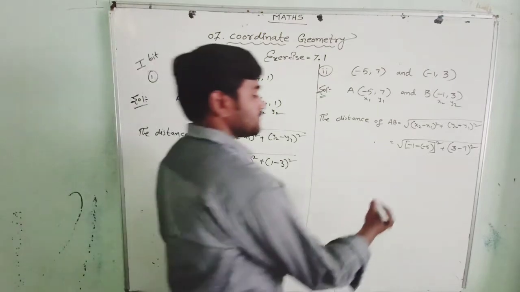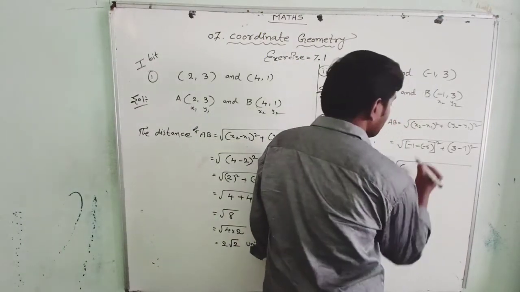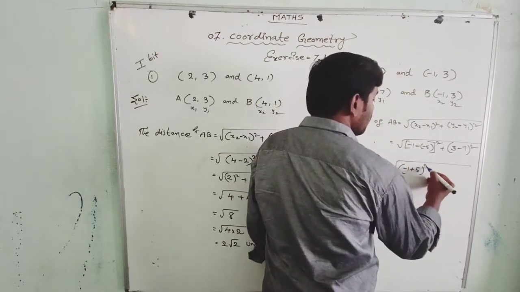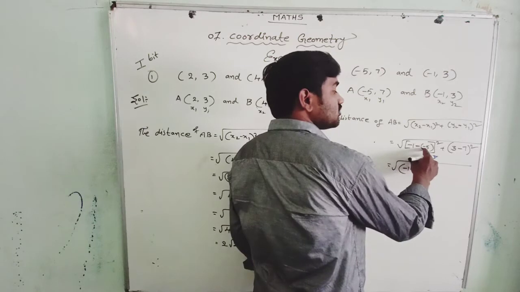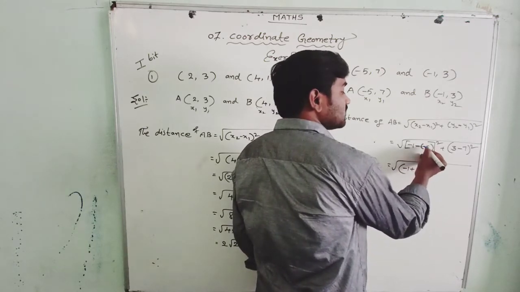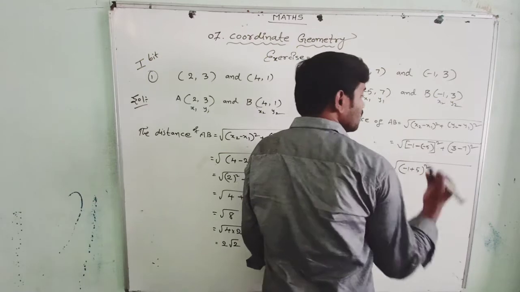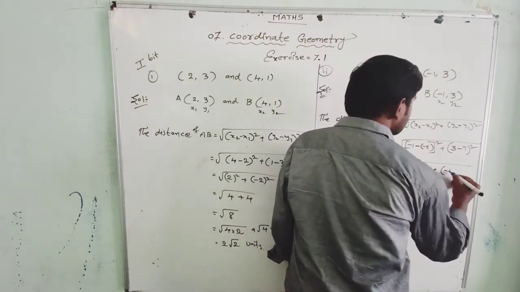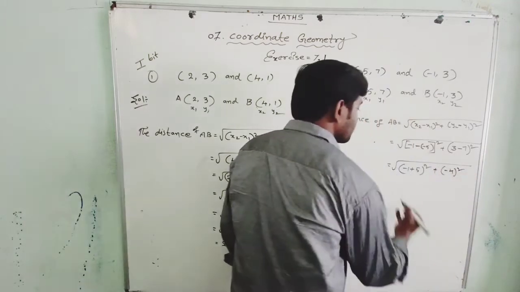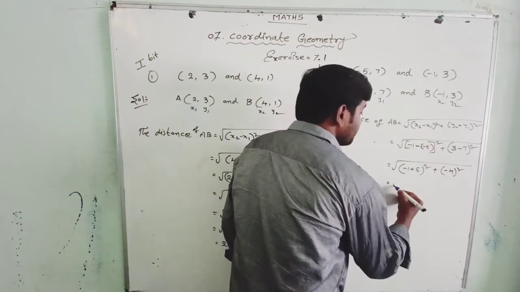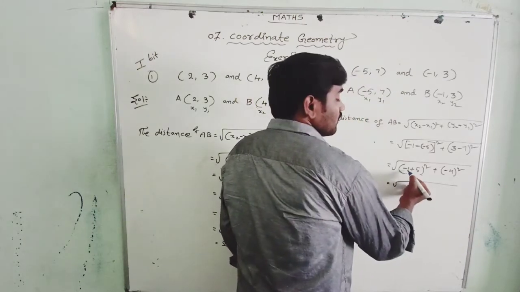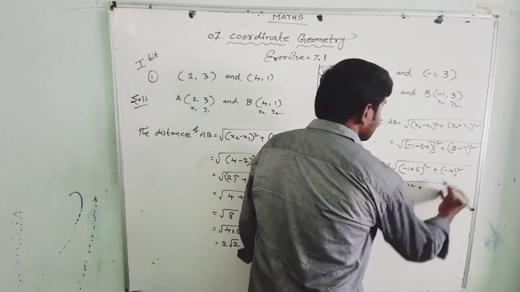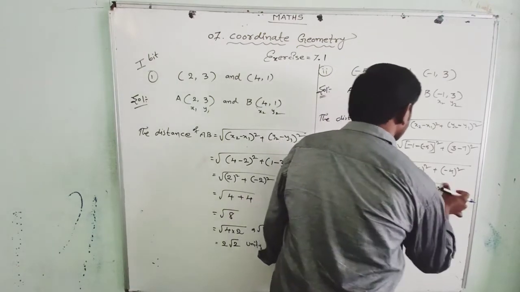Now let us simplify this. Under root of minus 1 minus into minus plus 5 whole square. Here minus into minus is plus, 5 whole square. Plus here 3 minus 7 is minus 4 whole square. So let us write here now, 5 minus 1 is 4, that is 4 square, plus here already there is a minus 4 square.